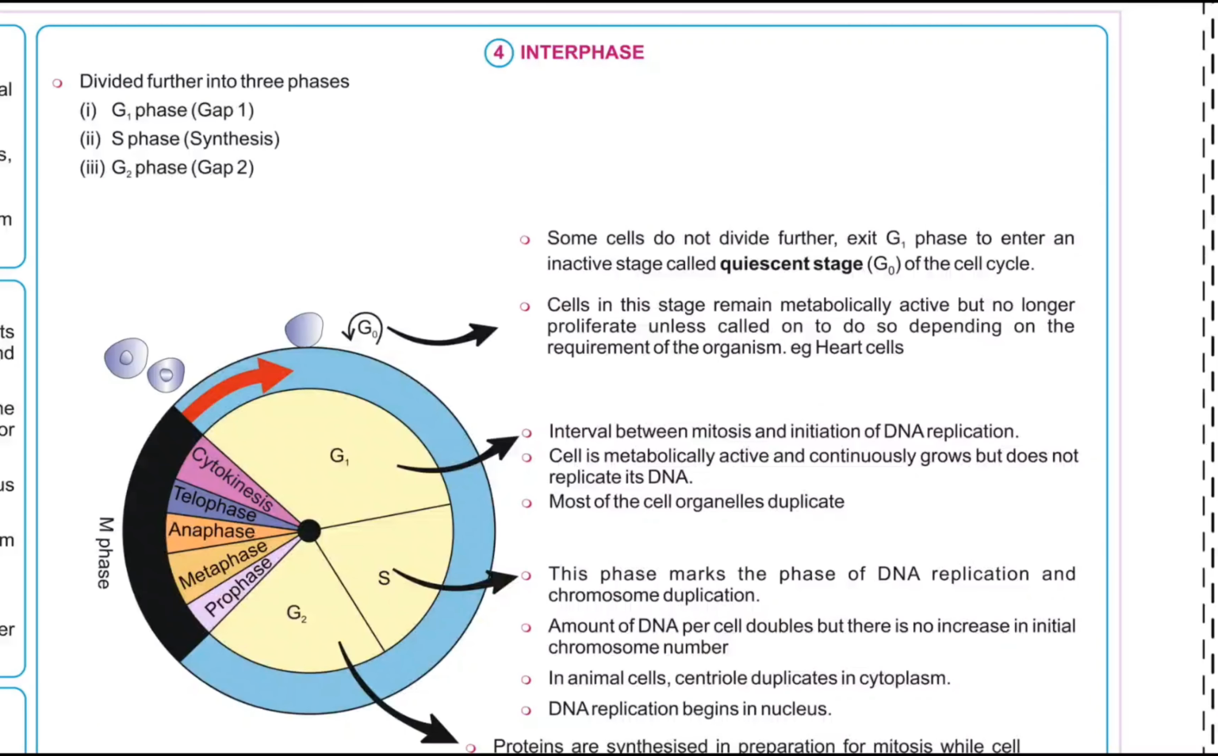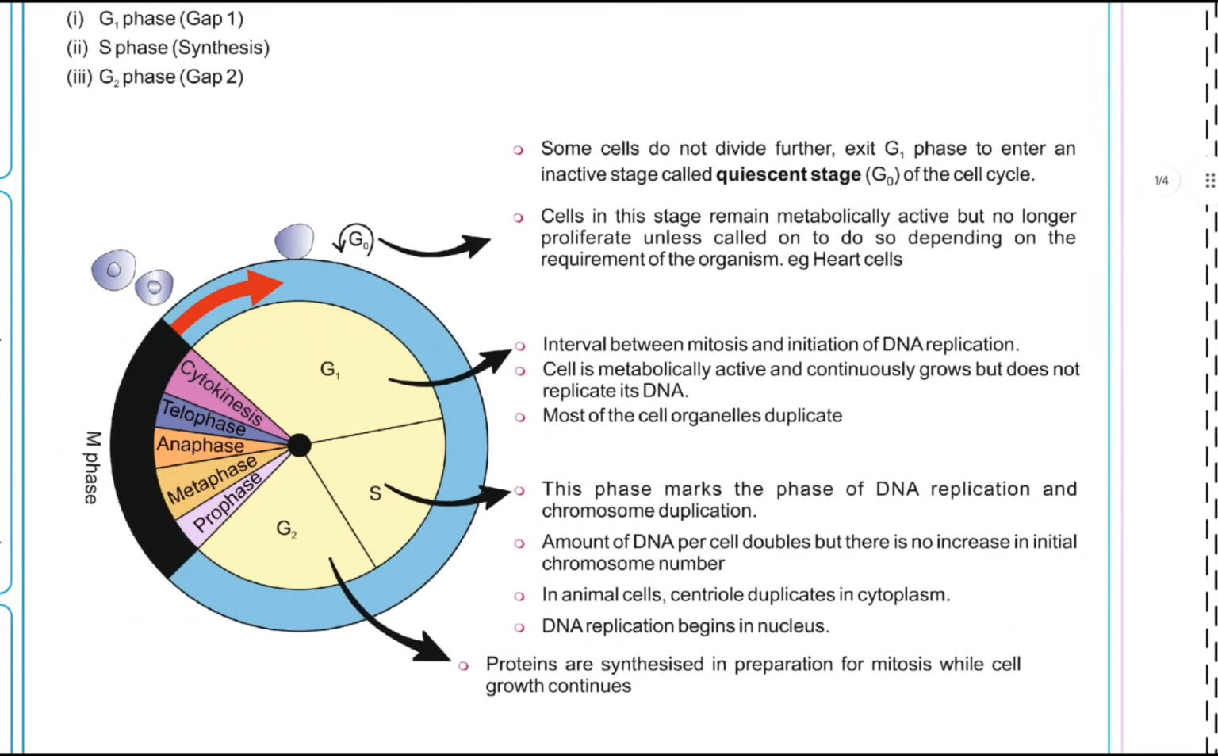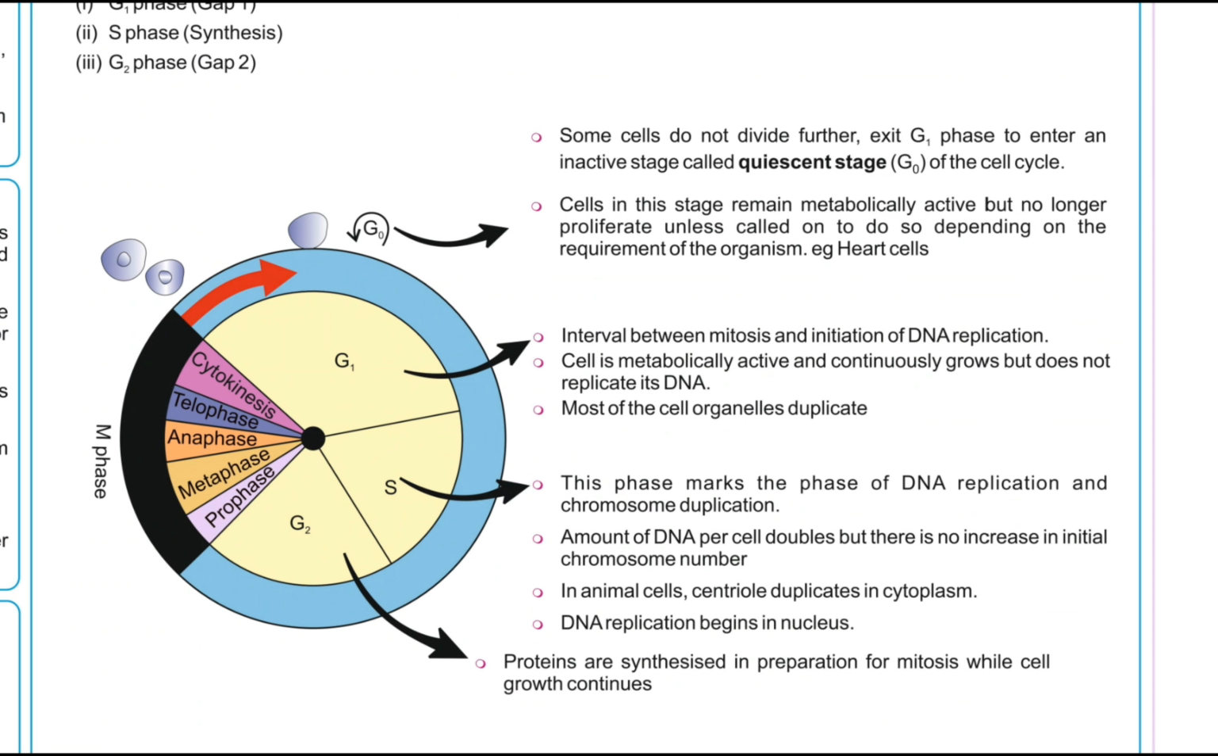Interphase is divided further into three phases. G1 phase, gap 1, S phase, synthesis, G2 phase, gap 2. Some cells do not divide further, exit G1 phase to enter an inactive stage called quiescent stage, G0, of the cell cycle. Cells in this stage remain metabolically active but no longer proliferate unless called on to do so, depending on the requirements of the organism. Example, heart cells.